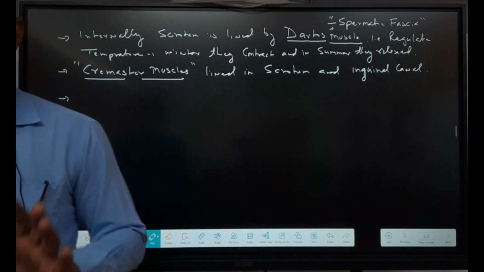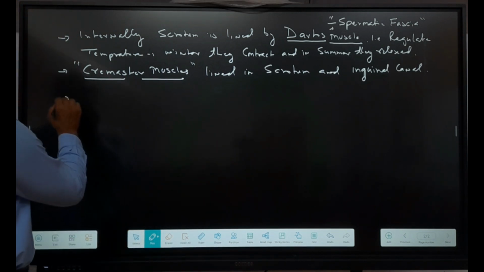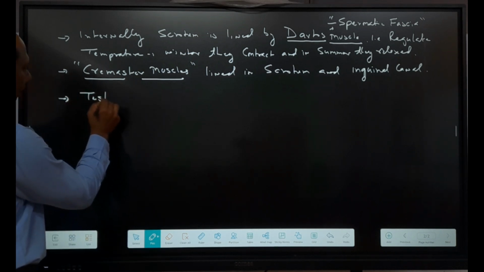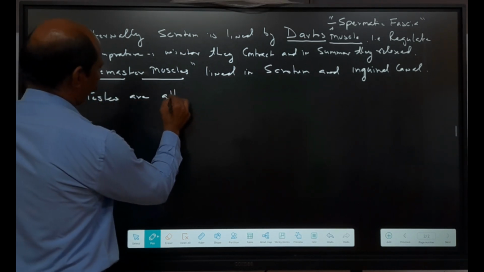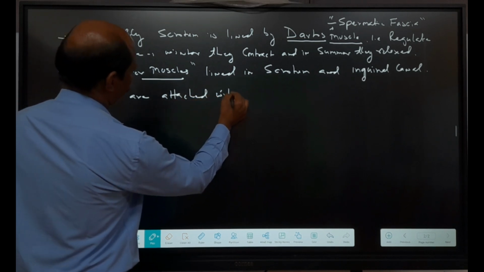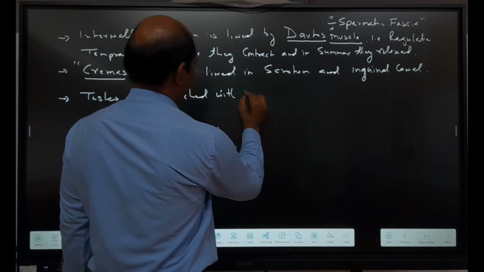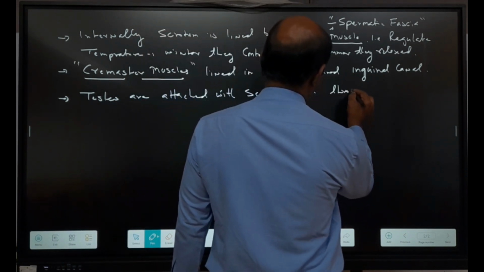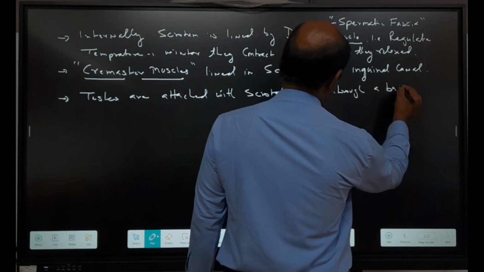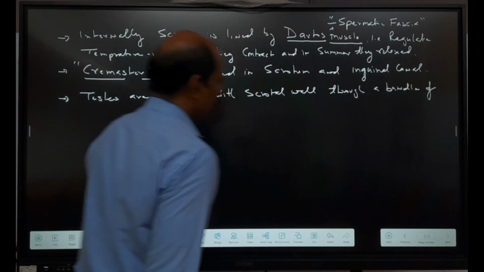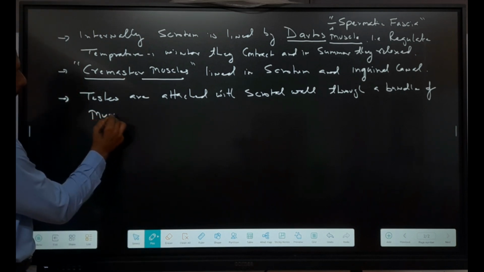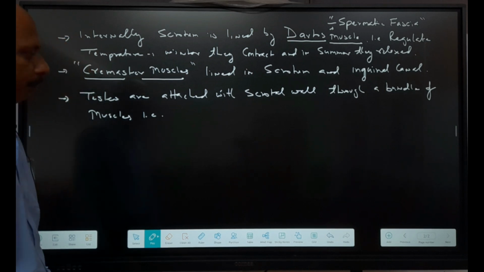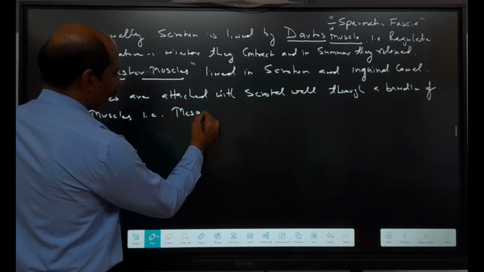Now the third muscle. We have two testes, and these testes are connected with the scrotal wall through a bundle of muscles, and this bundle of muscles is called mesorchium, right?